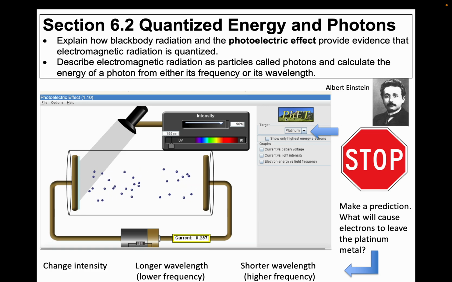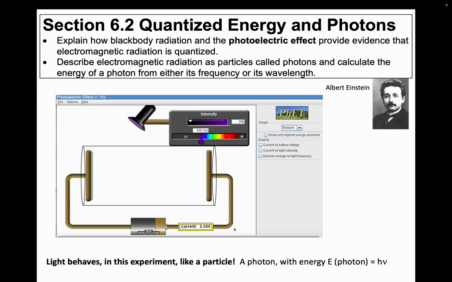So the key within this, the variable that was affecting whether the electrons would be emitted or not, had to do with the frequency of the light. It did not have anything to do with the intensity. And as we move to a shorter and shorter wavelength, which was a higher and higher frequency, that's what led to the electrons being ejected.